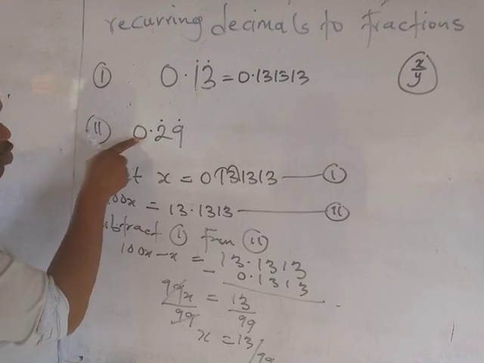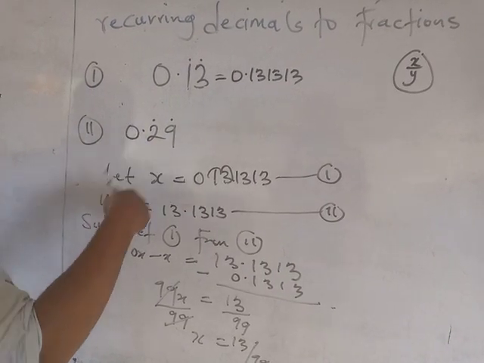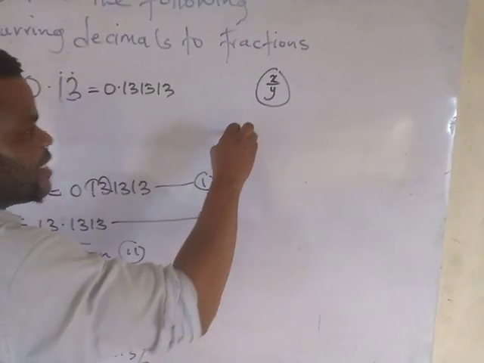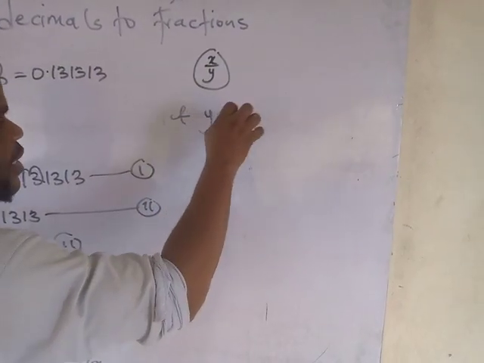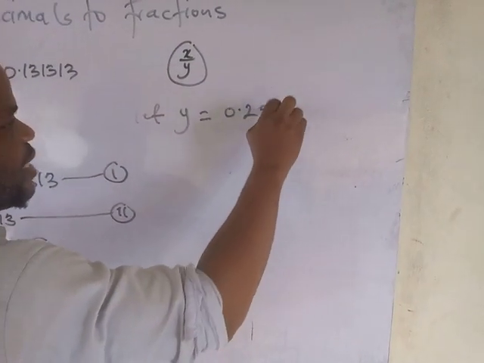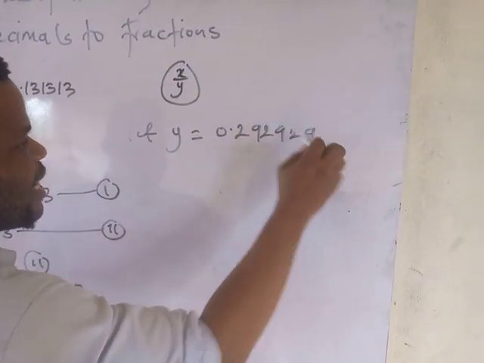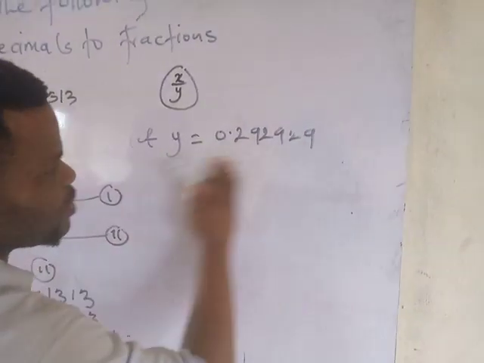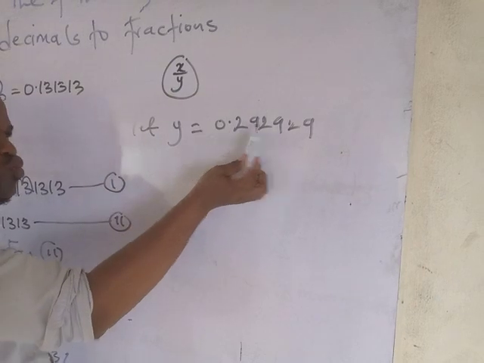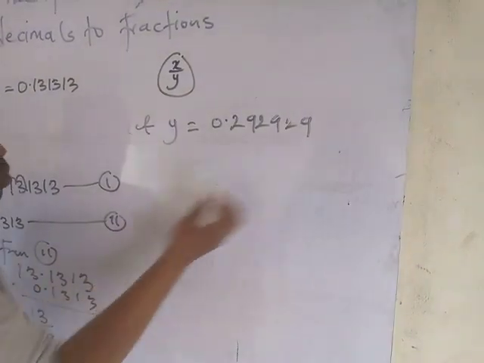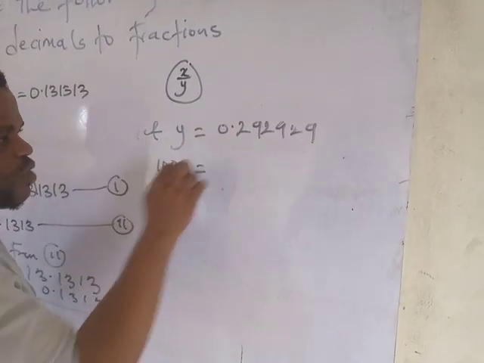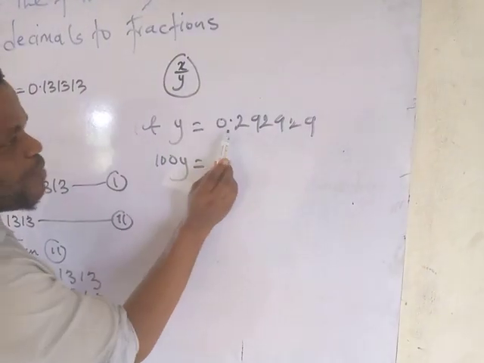The same method will be adopted in solving this question. For example, we are given 0.29, and this 29 continues like that. So I'll make an assumption. I'll say let y equals 0.292929, which can go on like that forever. Because it is 0.29, I'll multiply through by 100.